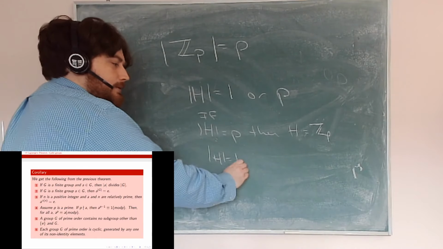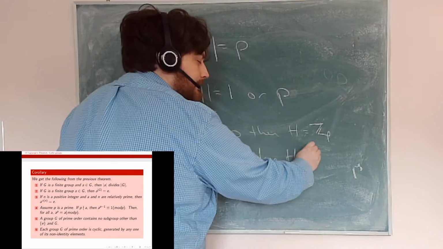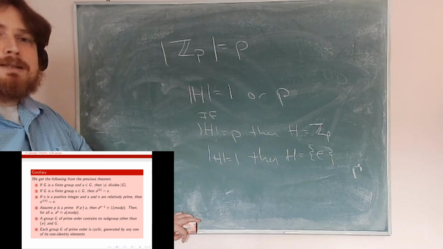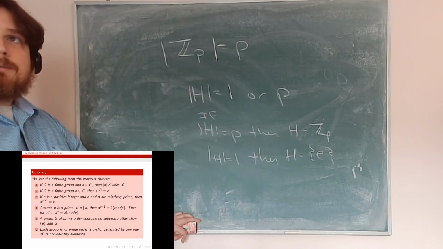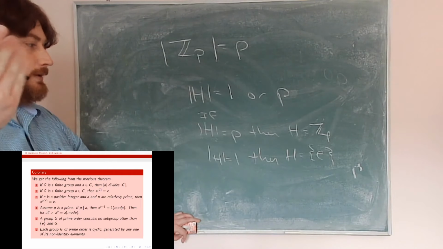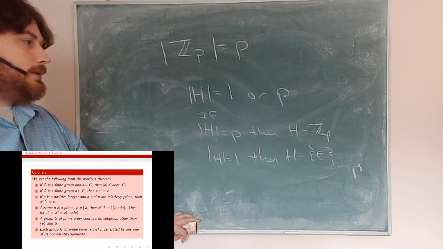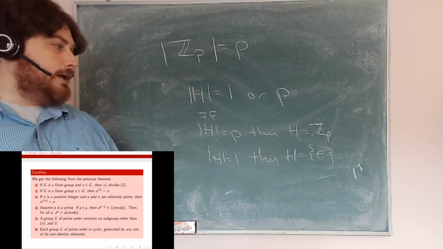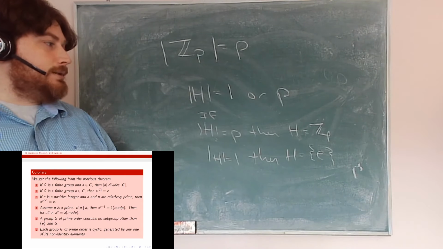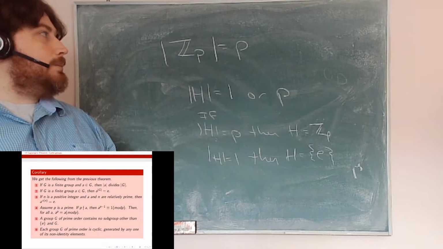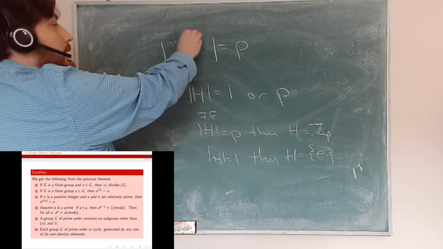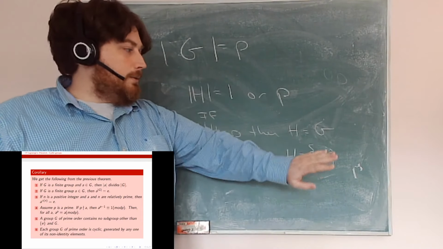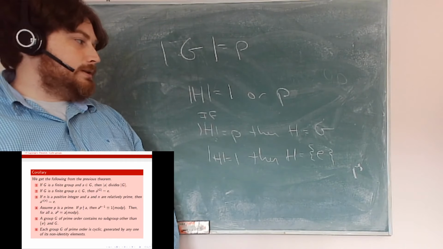If the order of H is 1, what does H look like? Well, it's just the trivial group consisting of the identity element. That's the only group with order 1. You have one element, it has to be the identity, so that's the only possibility for H. So the only two subgroups of Z_p for any prime p are either the whole group or the trivial group consisting of the identity. And we have therefore classified all subgroups, and we can do this with any group of prime order: just substitute G for the whole thing, or the trivial group consisting of the identity element.